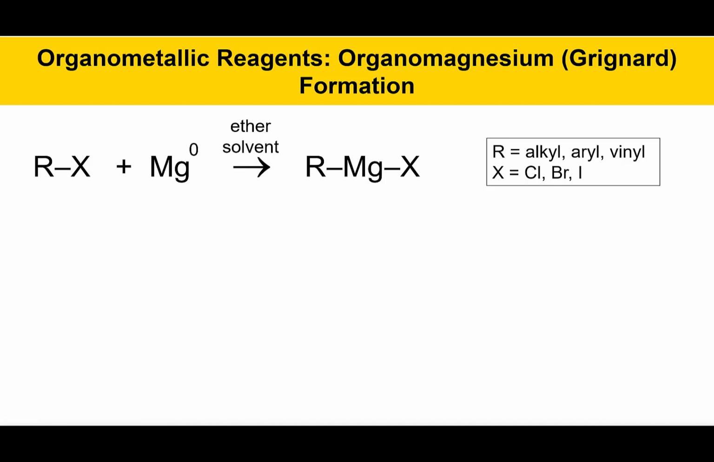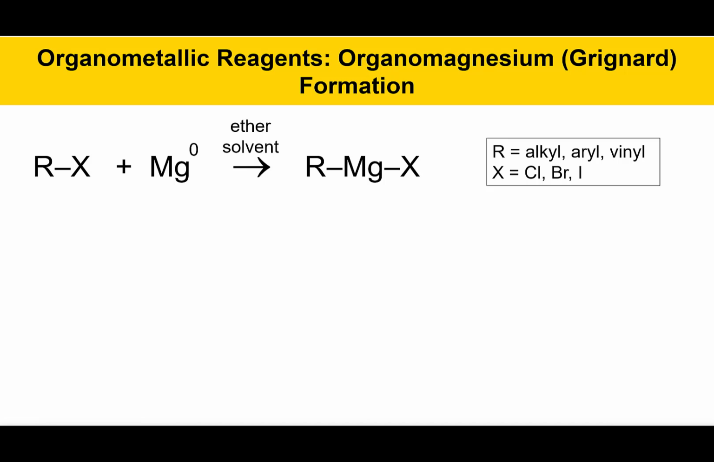And in terms of reactivity, organomagnesium reagents or Grignard reagents are very similar to organolithiums, but they're just slightly less reactive than organolithiums because the polarity of the carbon-magnesium bond is just a little less than the carbon-lithium bond polarity. So Grignard reagents and organolithium reagents react pretty much interchangeably, but there's just that little difference.